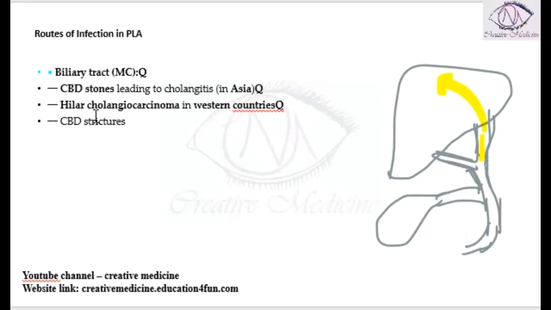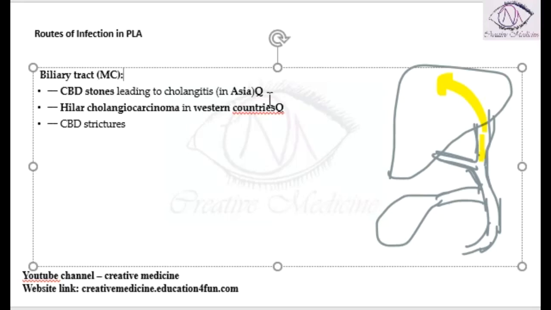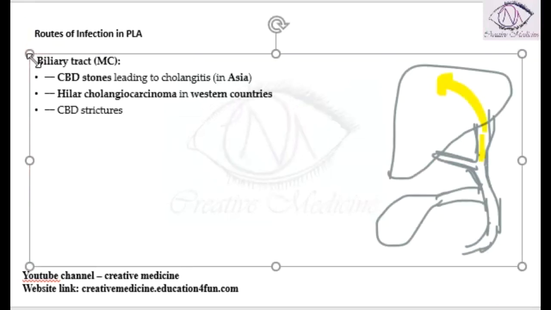In such cases, common bile duct stones are the most common cause of infections going from the bile duct into the liver. These common bile duct stones will result in cholangitis, and it is seen in Asia. Hilar cholangiocarcinoma, a carcinoma of the bile duct at the hilum, can result in pyogenic liver abscess in Western countries, and even common bile duct strictures.